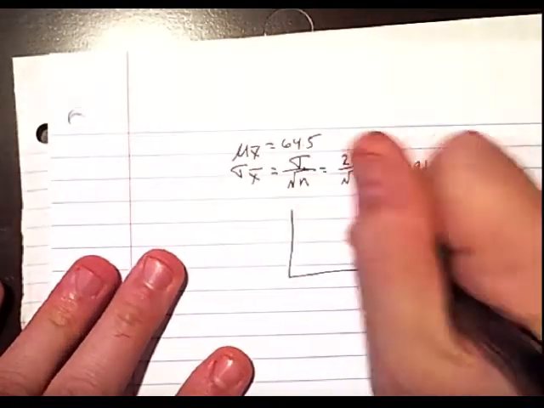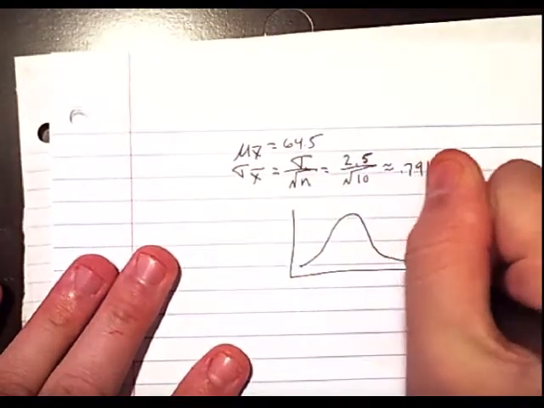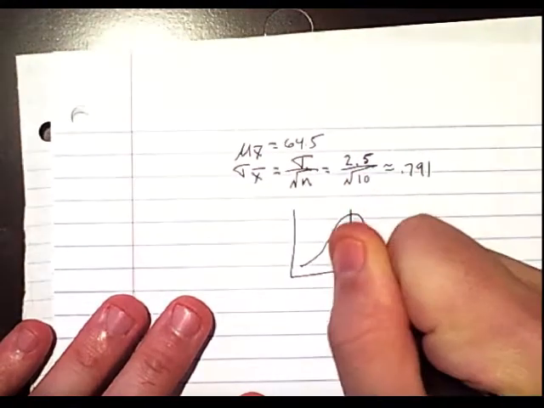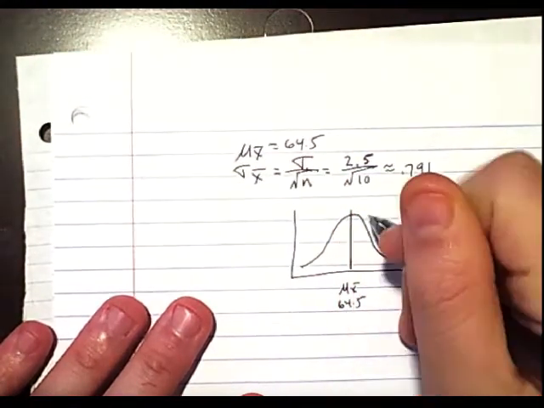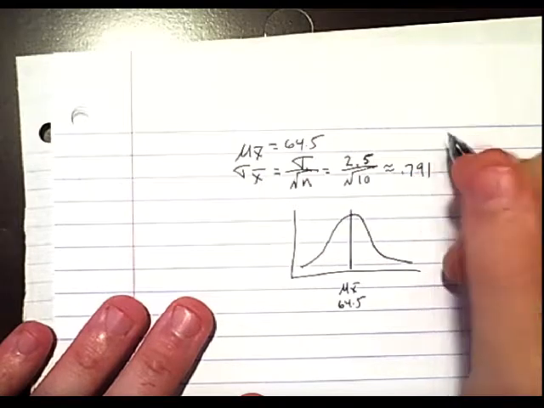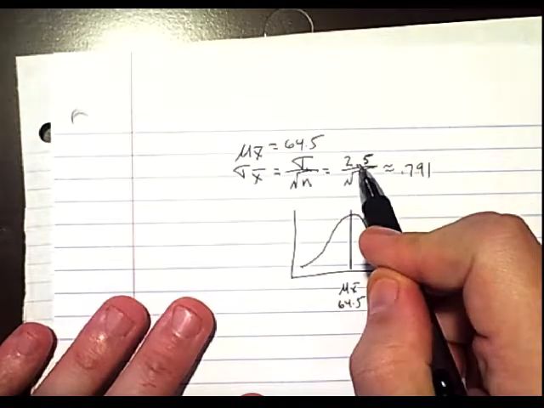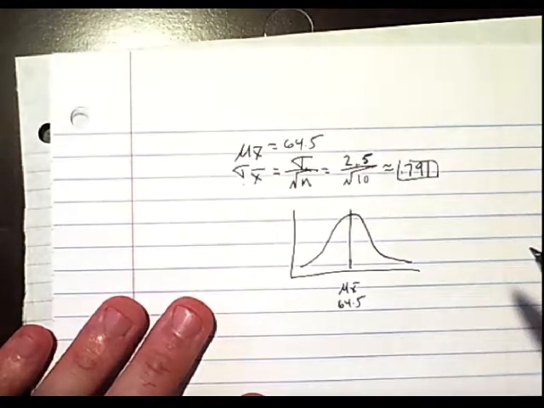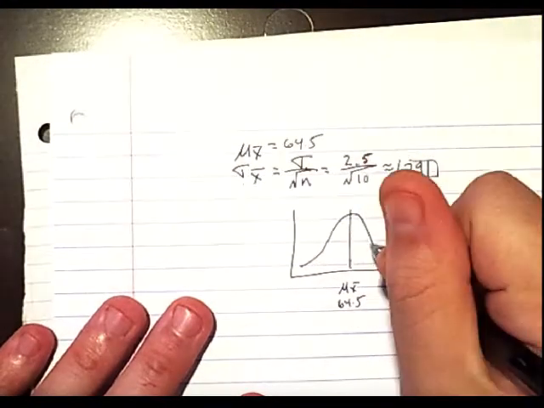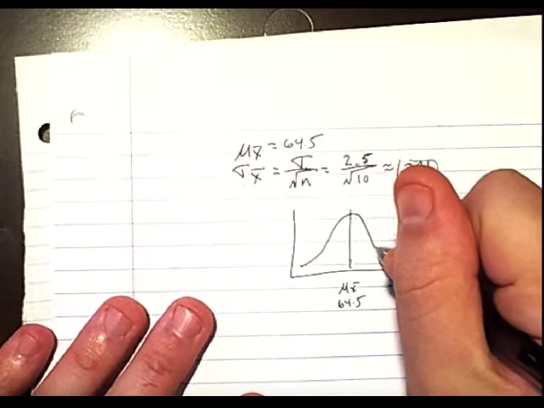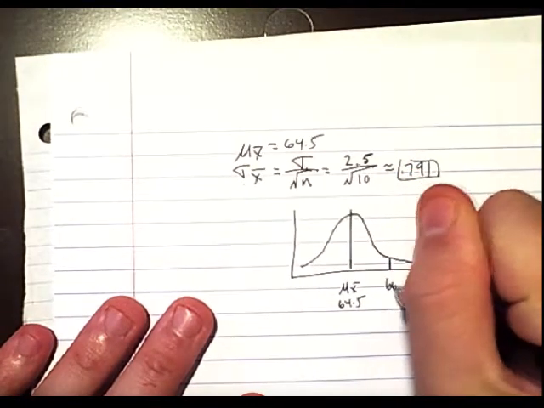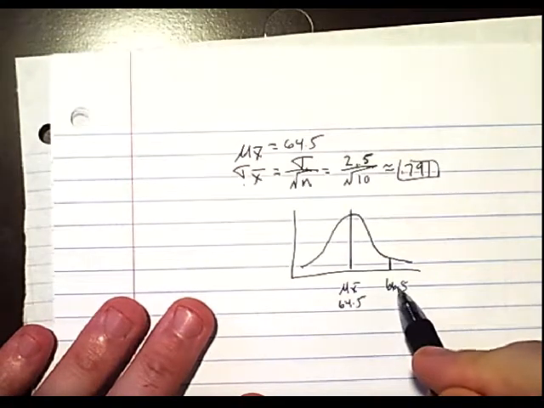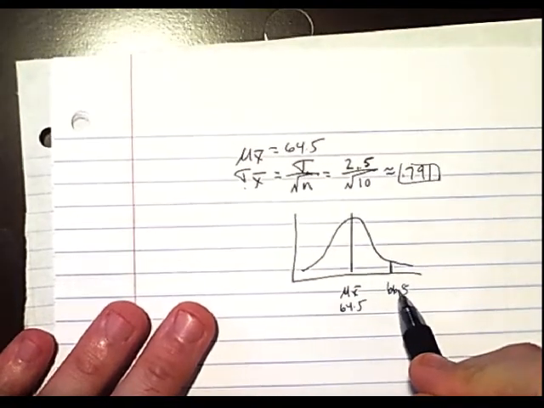So on my sampling distribution, we already talked about why it's approximately normal. Mu of X bar is 64.5. But now my standard deviation isn't 2.5 anymore. My standard error is 0.791, so it's a much smaller spread. So 66.5 would be way out here because it's further out from the center now than it used to be.